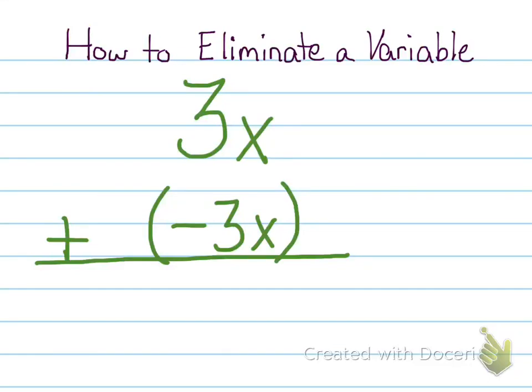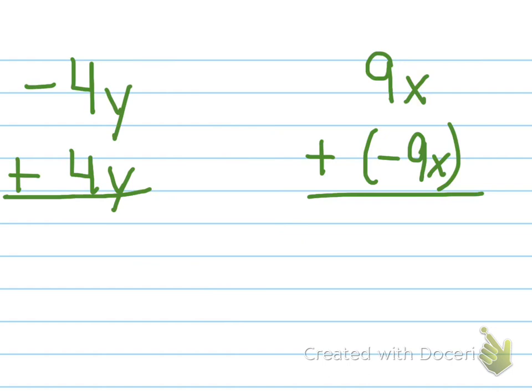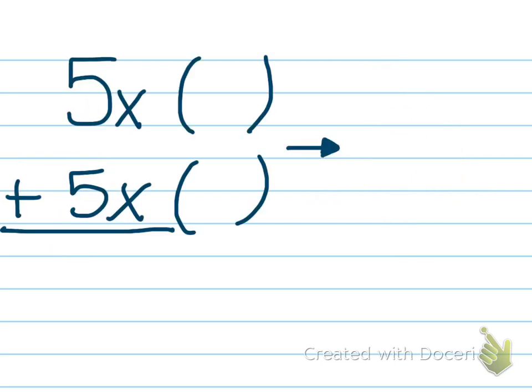Everybody! Now I'm going to teach you guys how to eliminate a variable. All right, so the whole concept is that you're trying to make sure that when you add these variables to each other, they equal 0. So for example, 3x plus negative 3x. That equals 0, right? Not 0x, just 0. Negative 4y plus 4y. That equals 0. 9x plus negative 9x. That equals 0. So that's your goal. You want to make sure that when you add them to each other, they equal 0.